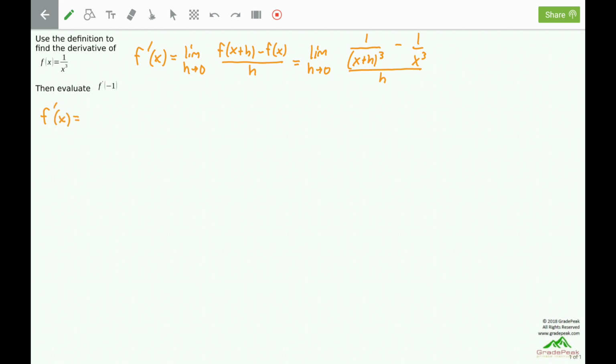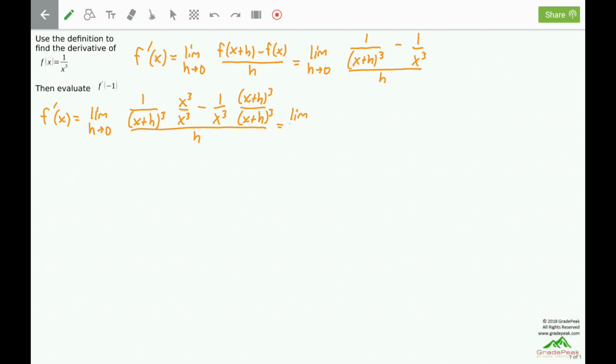So we have f prime of x equals the limit as h goes to 0 of the first fraction has a denominator of x plus h cubed. The second fraction has a denominator of x cubed. The common denominator will be x plus h cubed times x cubed. So I'm going to multiply the first fraction by x cubed over x cubed, a form of 1. And I'm going to multiply the second fraction by x plus h cubed over x plus h cubed, also a form of 1. That entire thing is over h.